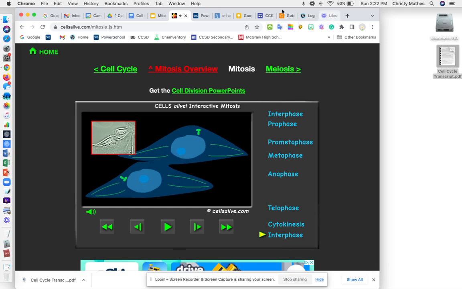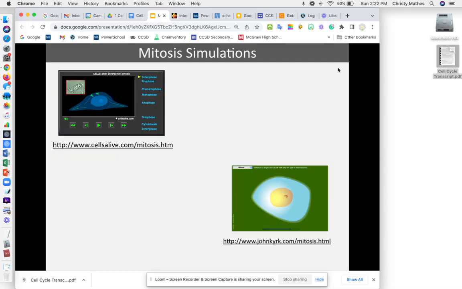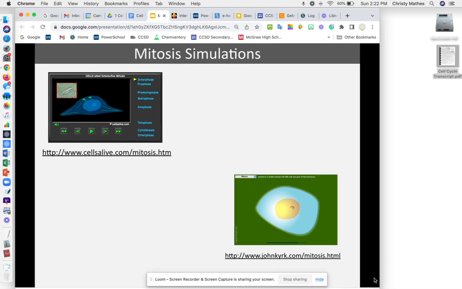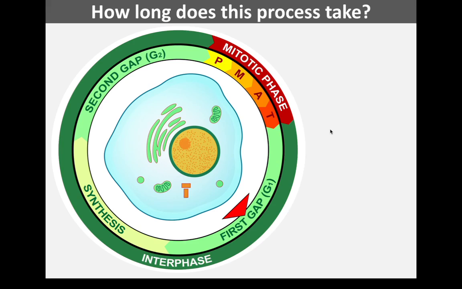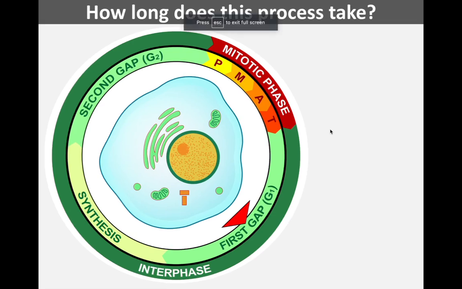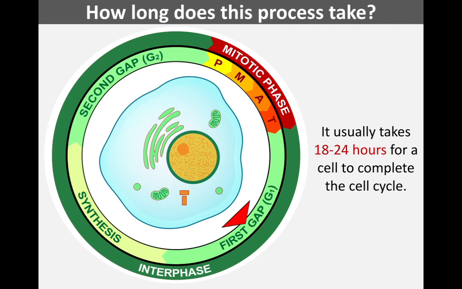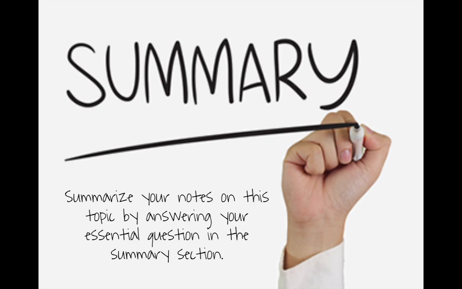So remember that your cells are going through this process about every 24 hours. And so it is an extremely important and fast process. So how long does this process take? As we said, 24 hours. Some are a little faster, some are a little slower, but on average 18 to 24 hours in order for a cell to complete that cell cycle.